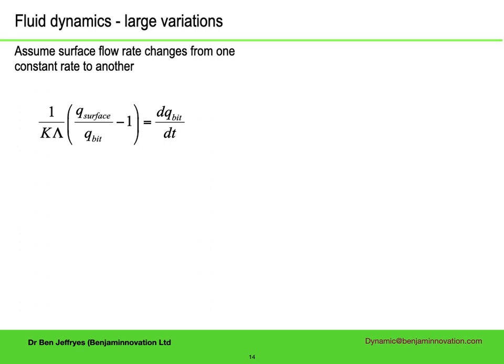We assume that the system is initially in a steady state, with flow rate q bit 0 at surface and downhole, and then at time 0, the surface flow rate is changed to q surface, and we solve for q bit.